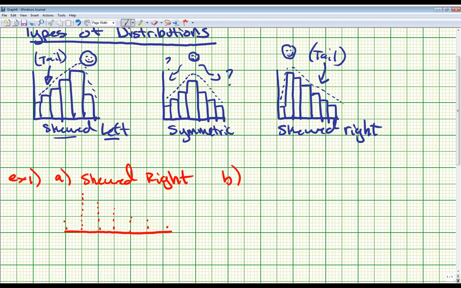Question B, let's go back to our book and look at that one. Okay, question B is a histogram. Notice how it starts small, gradually increases, and then it gradually decreases. It's not perfect on both sides, but you can see how it gradually comes up and it similarly comes down pretty close. So we're going to call that one a symmetric graph. So let's name it first.